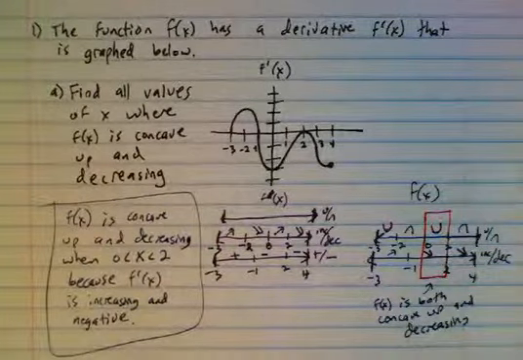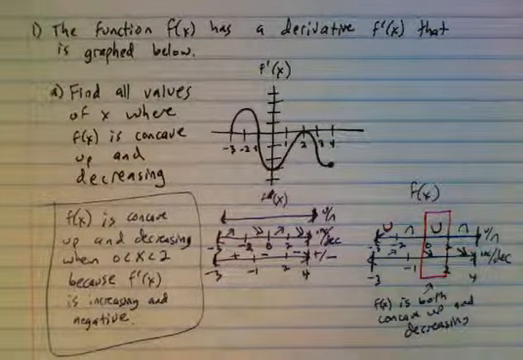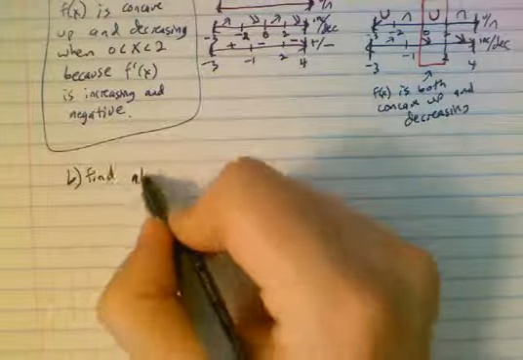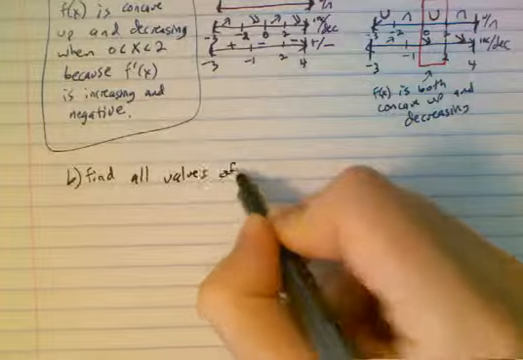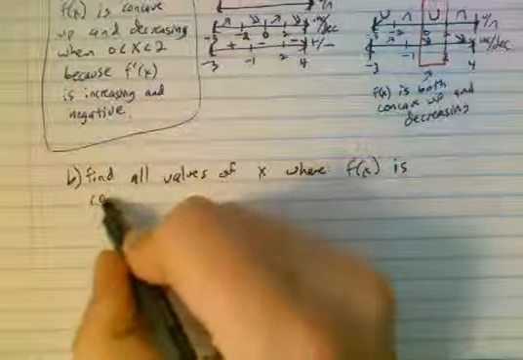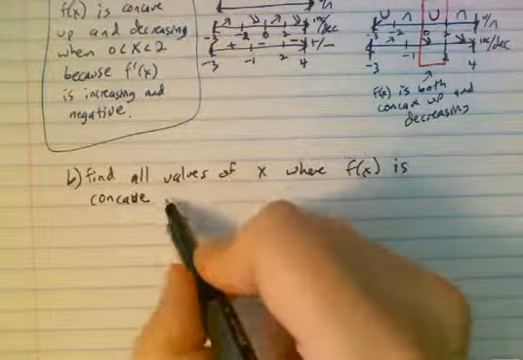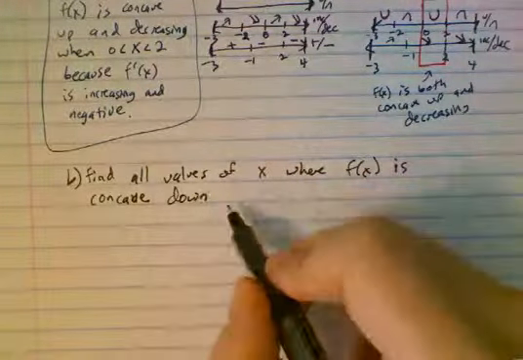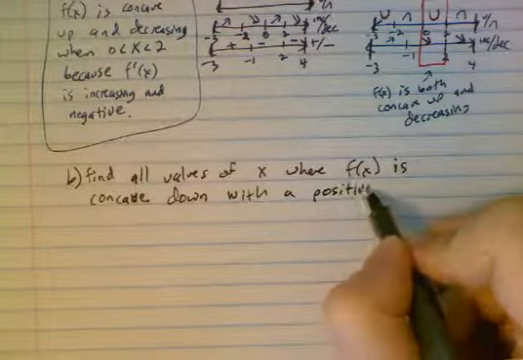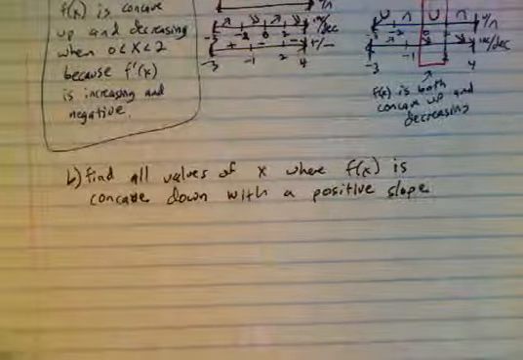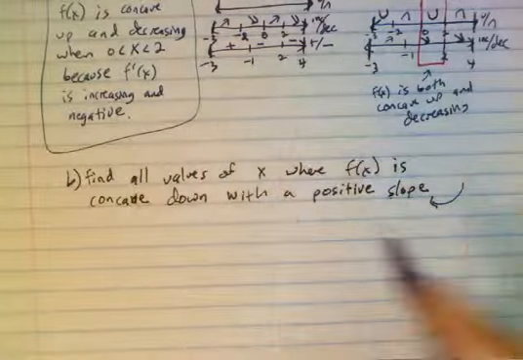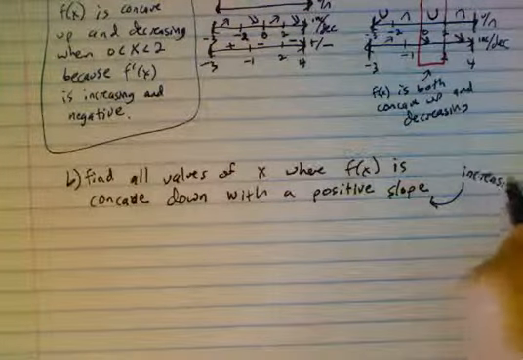We can also be asked this in a slightly different way. Find all values of x where f of x is concave down with a positive slope. So the key is just that you have to know what this is talking about. Positive slope, that means it's going like this, that means it's increasing.